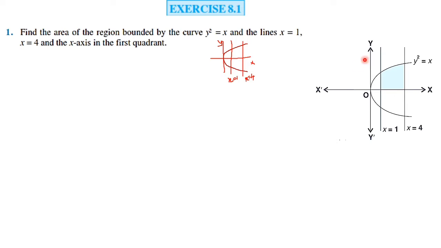Now we have to draw the original diagram. Make sure that you use your instrument box like ruler, compass. If it is necessary, you use compass, or else simply you can draw with your hand, and a pencil, scale, all those things you have to use. It should be a neat and legible diagram. Y square equal to x is the curve, x is equal to 1 and x is equal to 4 are the lines, and the region we have identified here is shaded with the blue color, and you can shade with your pencil.